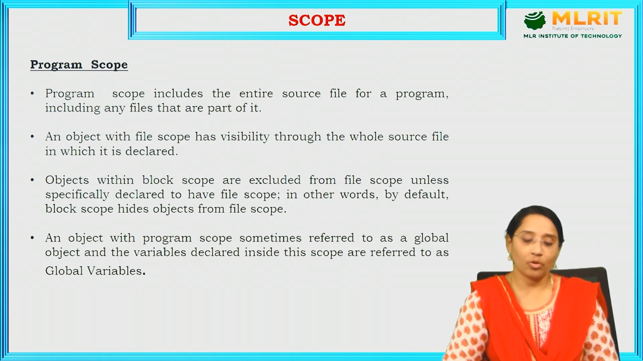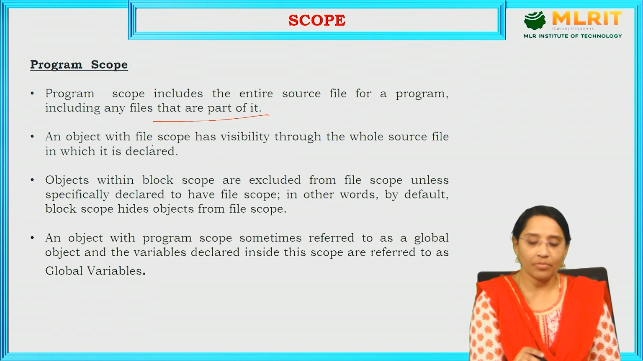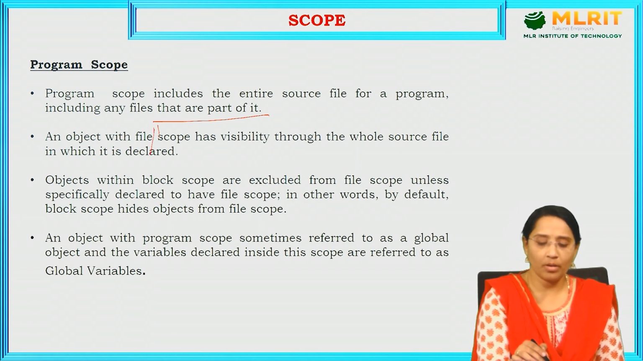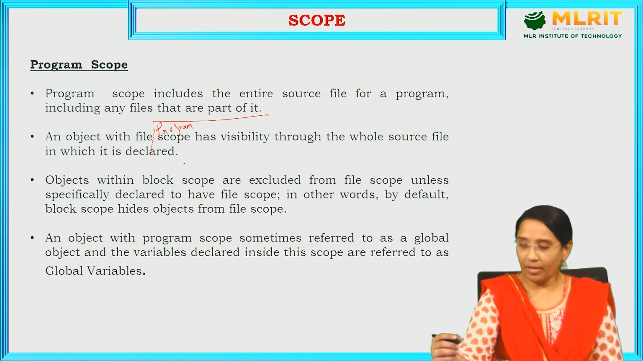Next, program scope. Program scope includes the entire source file for a program, including any files that are part of it. An object with program scope or file scope has visibility through the whole source file in which it is declared. Suppose if I write like this.